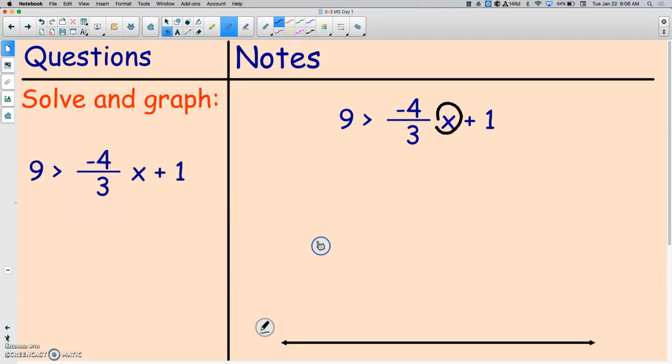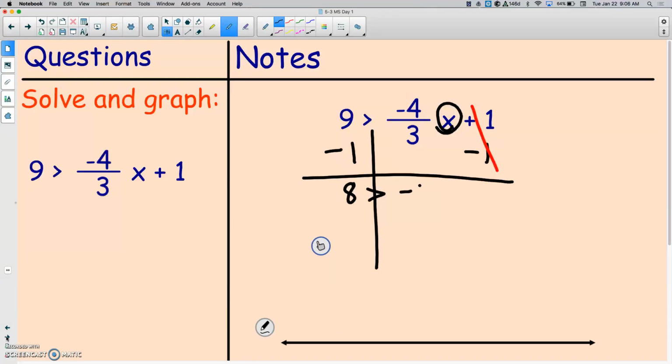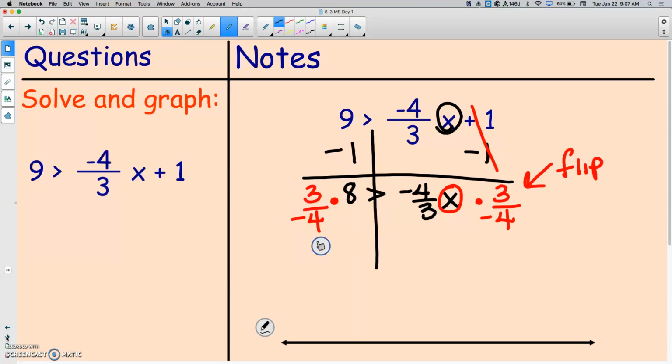All right, I think this is our last example. This one I would need to subtract 1 first. Cancel out adding 1. 9 minus 1 is 8. And then on this one, for my second step, notice the fraction is a negative. So I'm going to multiply by 3 over -4 on both sides. And because that is a negative that I'm multiplying by, I need to flip my symbol.